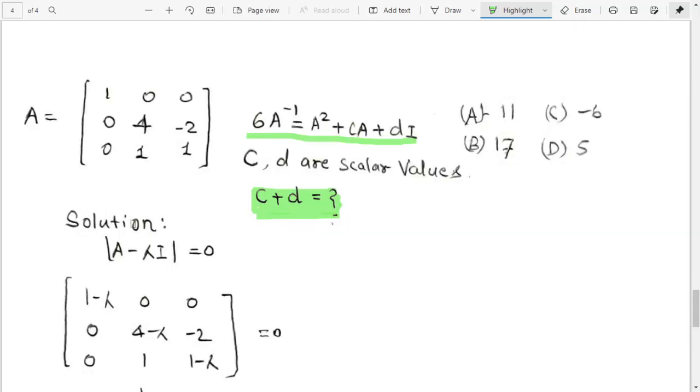The next question is also related to linear algebra, and they have provided a 3 by 3 matrix with elements 1 0 0, 0 4 minus 2, 0 1 1, and they have given an equation 6A power minus 1 equal to A squared plus cA plus dI. Here c and d are unknown scalar values, and you need to find the addition of c plus d. They have given 4 options: a equal to 11, b equal to 17, c equal to -6 and d equal to 5.